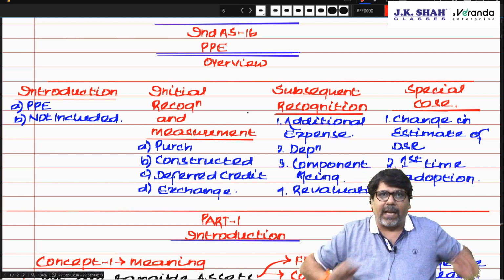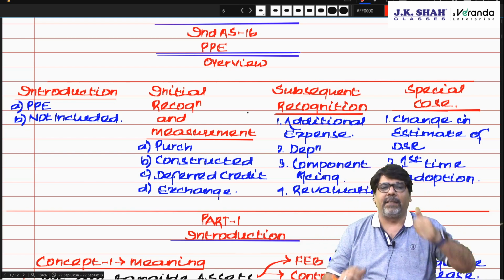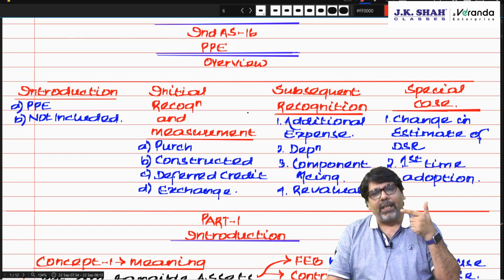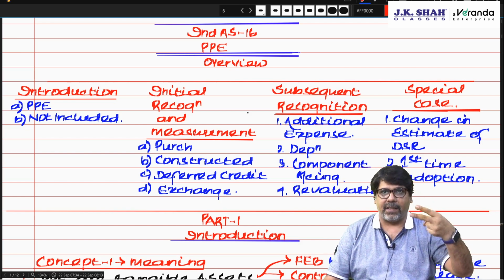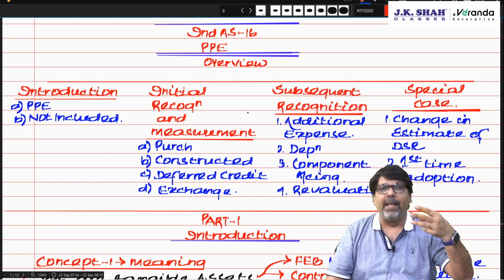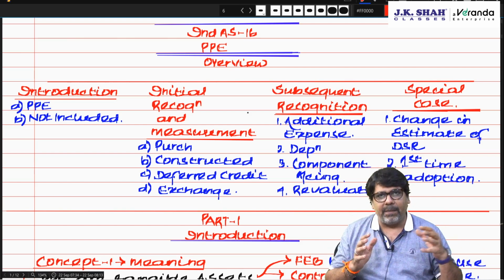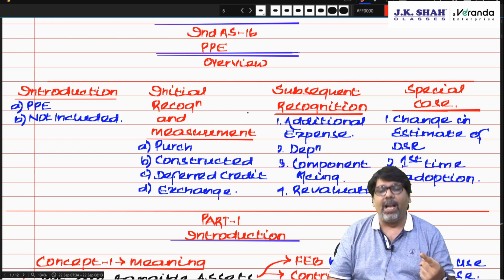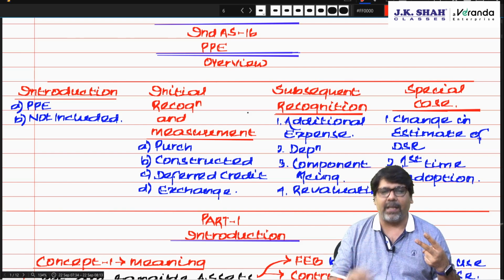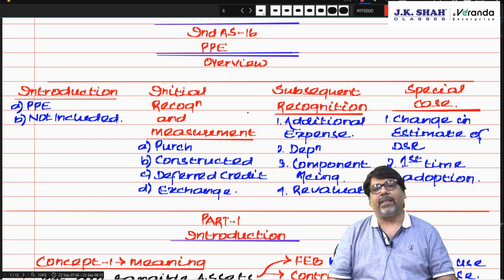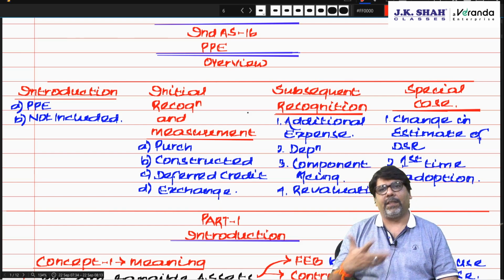So this standard has been divided into four parts. One is the introduction, which gives us the definition of PPE and what is not included in this standard. Then initial recognition, where we have four things: purchase, construction, deferred credit, that means we are making the payment later, and exchange of asset. Subsequent recognition means later on, after acquiring, when we are incurring some expenses, how to treat that. If you are replacing some parts, how to deal with that is component accounting. Then depreciation and revaluation. And last but not the least, there are two special cases. One is DSR and the other is first time adoption.